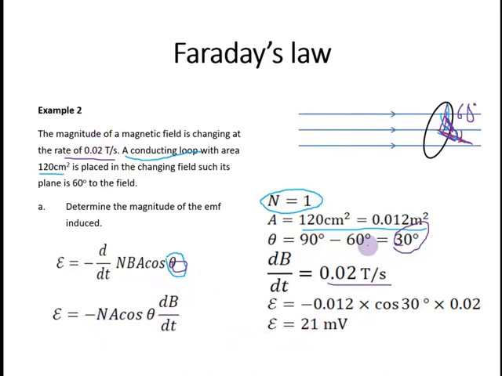All that we need to do now is to substitute everything as we have provided them here. N is 1, B is 0.02 Tesla. We have cos 30 here, and we have the area here. We multiply everything together, we negate it, and we have our answer here. So it's the magnitude that we are looking for. So negative or no negative, that's not a big deal. We are looking for the magnitude. So the magnitude will be 21 millivolts. You can work it out again for yourself and confirm.